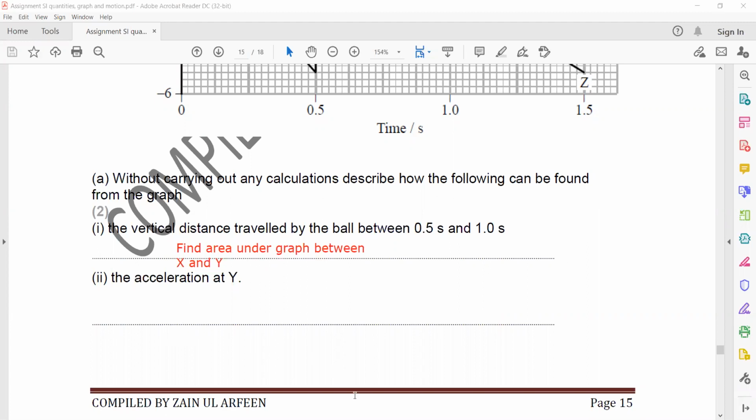The acceleration at y: how can we work out the acceleration at point y? We find the gradient between x and y. So by finding the gradient of line x and y, we get the acceleration at y.